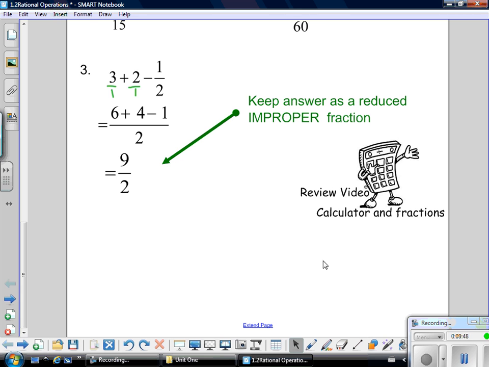Now also for those of you that have a fraction button on your calculator, there also is a review video on how to use your calculator with fractions. So make sure you check that out as well. You're welcome to use the fraction button in your calculator. However, I still would need to see some work, but at least that would give you some help if you needed some help with the fractions.